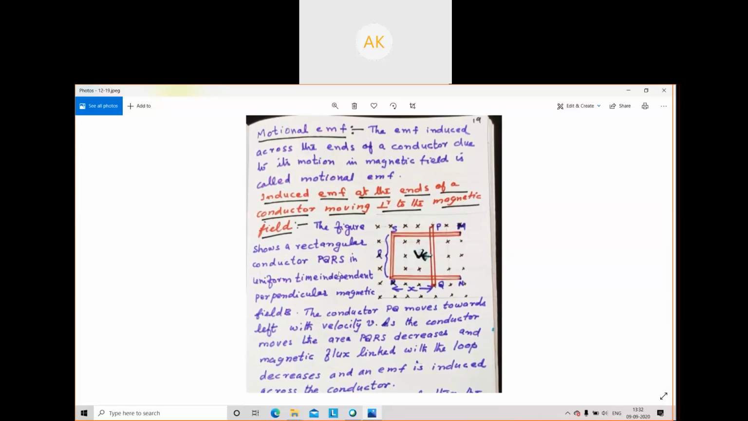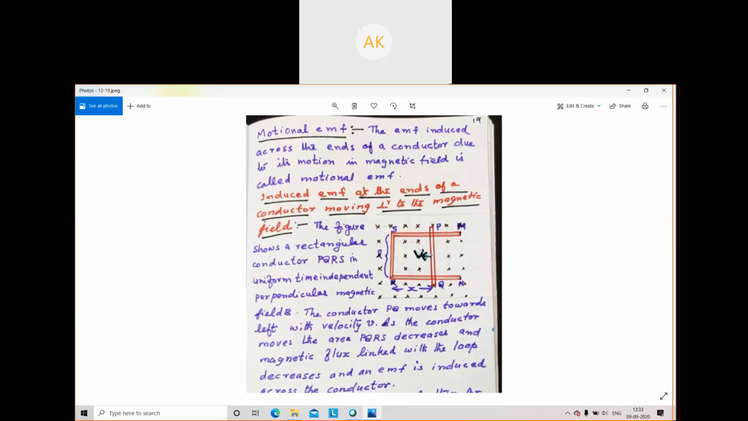Motional EMF. Motional means that due to the motion of the conductor, an EMF is induced. Motion of a conductor in a magnetic field induces an EMF in it. That is motional EMF. So the EMF induced across the ends of a conductor due to its motion in a magnetic field is called motional EMF. When a conductor is moved in a magnetic field, an EMF is induced in it. That's why it is called motional EMF.